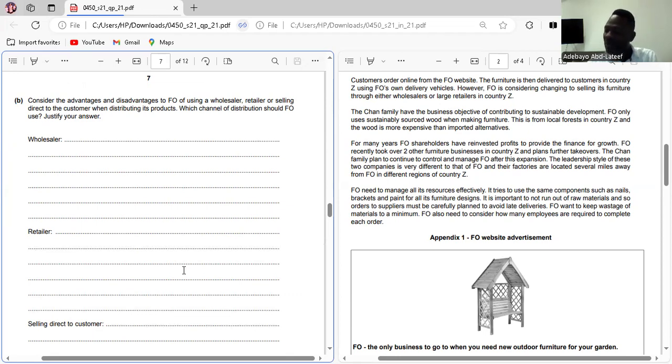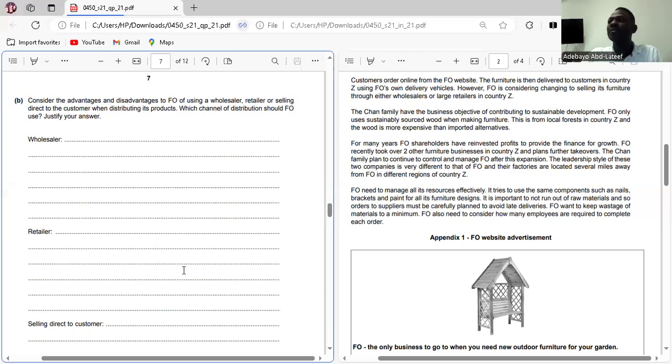For wholesaler, I wrote that they buy furniture in large quantities, and as a result distributional cost reduces. We talked about distributional costs with wholesalers yesterday. So one of the advantages of selling to wholesalers is that it shortens the channel of distribution, and when it does, it reduces distributional cost for FO.